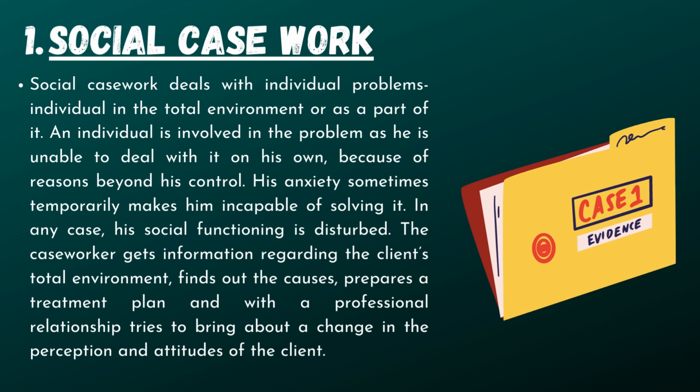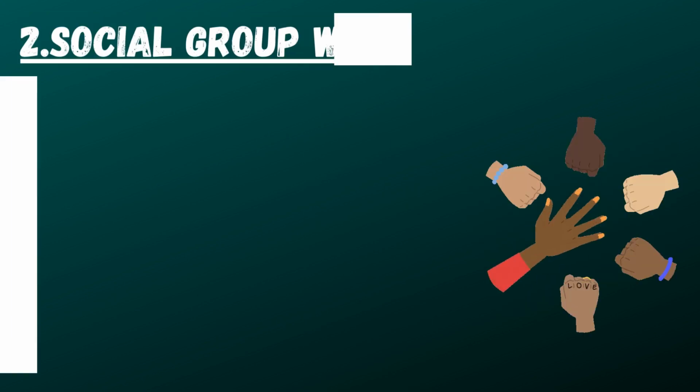Social casework deals with individual problems, the individual in the total environment or as a part of it. An individual is involved in the problem as he is unable to deal with it on his own because of reasons beyond his control. His anxiety sometimes temporarily makes him incapable of solving it. In any case, his social functioning is disturbed. The caseworker gets information regarding the client's total environment, finds out the causes, prepares a treatment plan, and with a professional relationship tries to bring about a change in the perception and attitudes of the client.